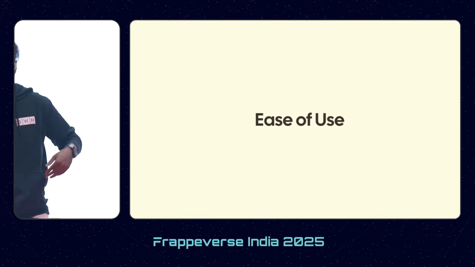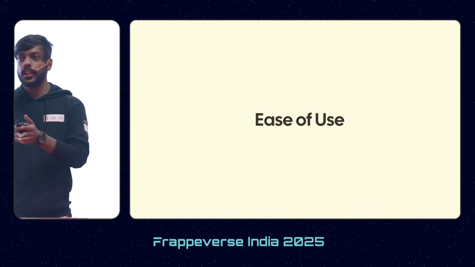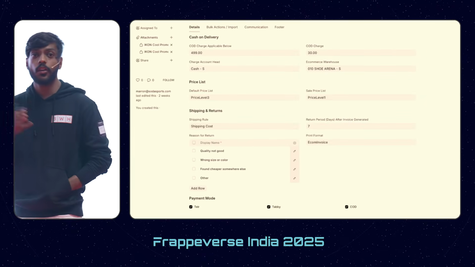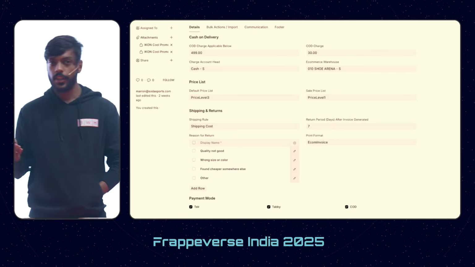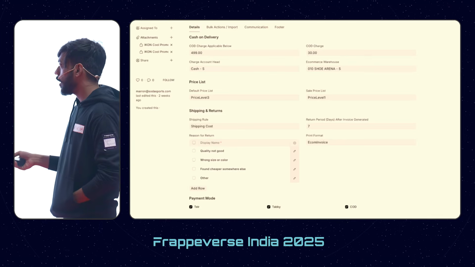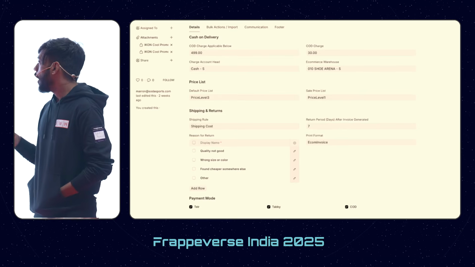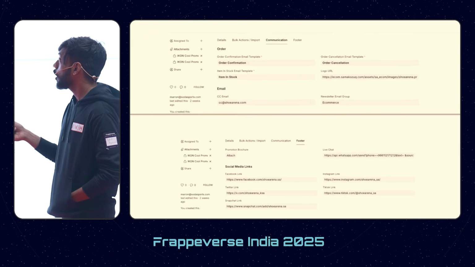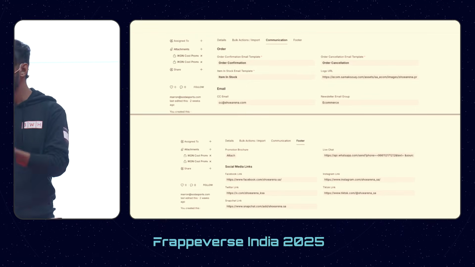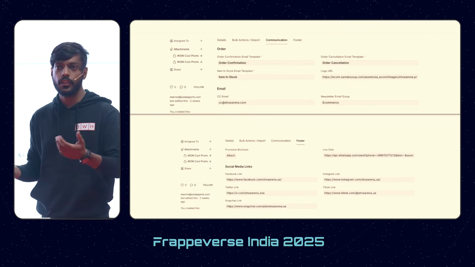Now let us see how we made it easy for the e-commerce team to use. The first thing that we did was make everything configurable. We created a settings page where everything was configurable, from cash on delivery COD charges to price list to shipping and returns, basically shipping rules, and most of the things that we used were from the framework itself. In communications we created email templates, so you can change them and use your own email templates. In the footer we added social media links, which are again configurable.